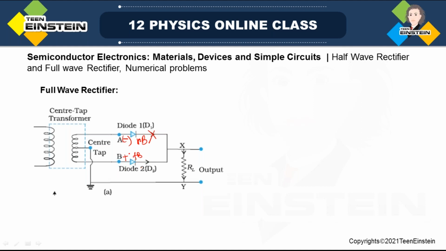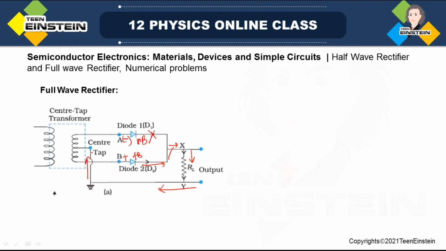That's why this D2 diode is forward biased, so it will conduct current. And what will be the path, or what will be the circuit, for the current to flow? See, through the diode it will go in this way up to X, and then through RL, and all the way up to this central tap.